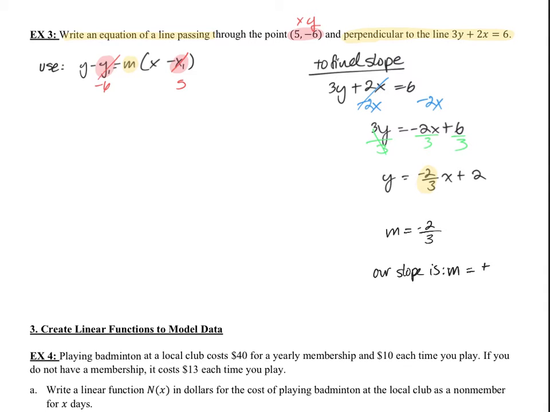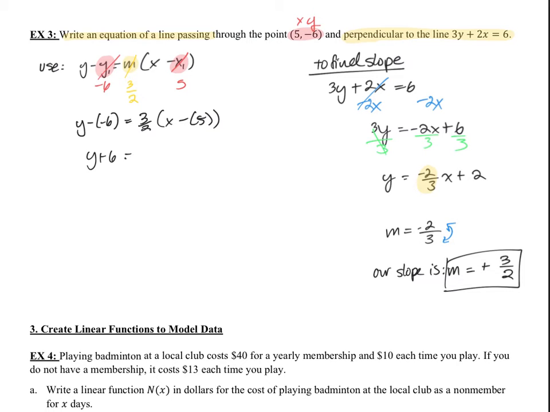And then we take the reciprocal. So 3/2. All right, then we can plug that in. 3/2. And we have y minus -6 equals 3/2 times x minus 5. Simplifying, we have y plus 6 equals 3/2 times x minus 5. Once again, we can leave it in this form unless we're told to do otherwise.